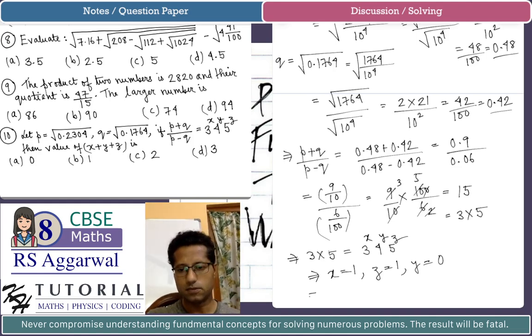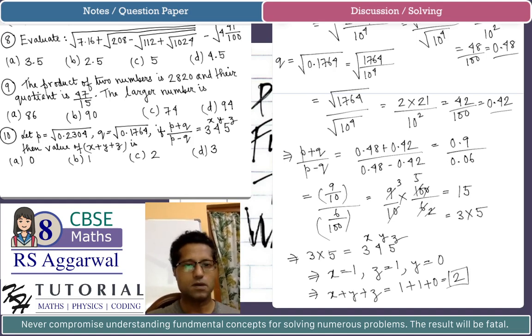So this implies x plus y plus z is equal to 1 plus 1 plus 0. This is 2. So the correct choice is C.